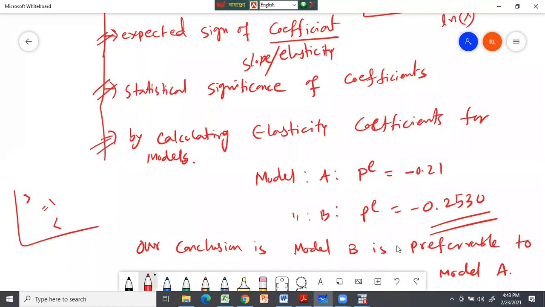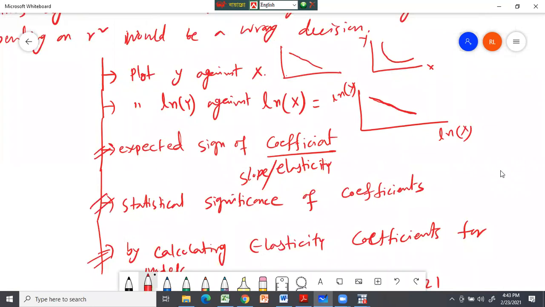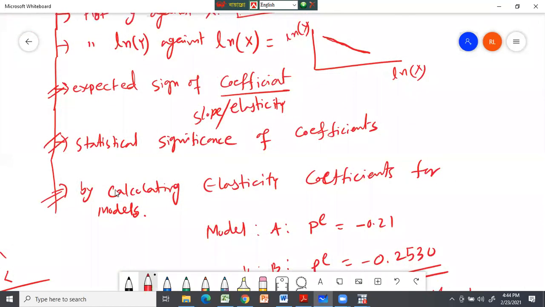Okay, sir, can we simply follow the last method always for determining the goodness of fit? Yeah, you can follow the last method, but it is actually a step-by-step method. So if you are given the raw data, you cannot just go to the last method. You have to start from the beginning one. You have to plot y against x, or ln y against ln x. Then you can decide very easily if you are given the raw data. But if you are not given the raw data, you can directly move to the last one by calculating the elasticity coefficients for the models.